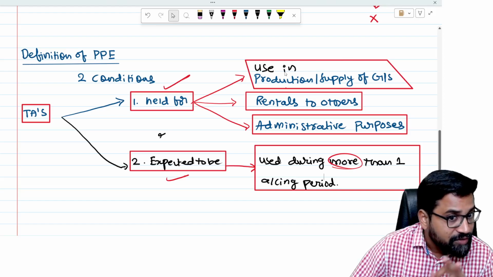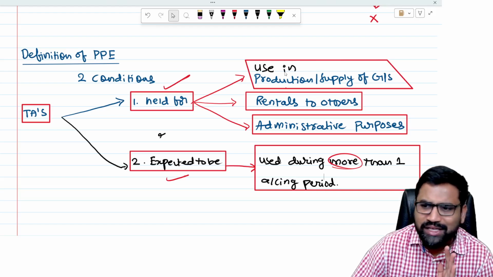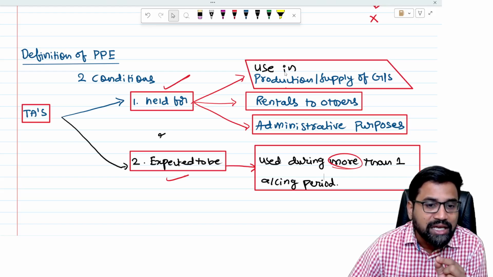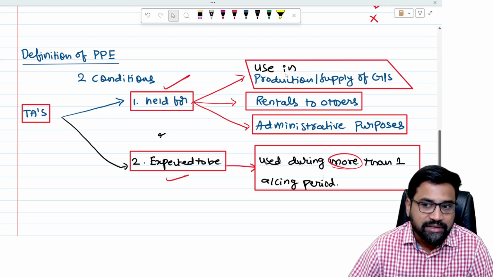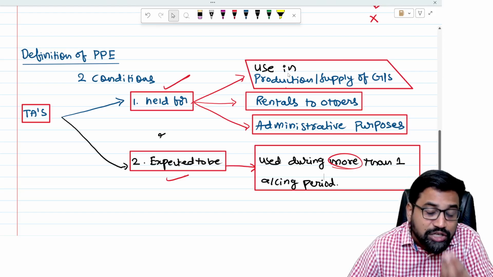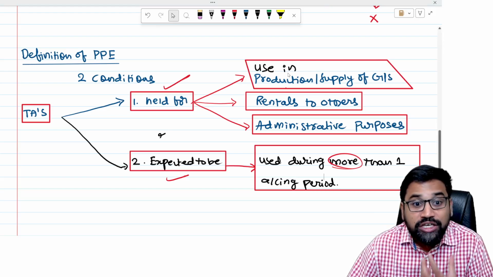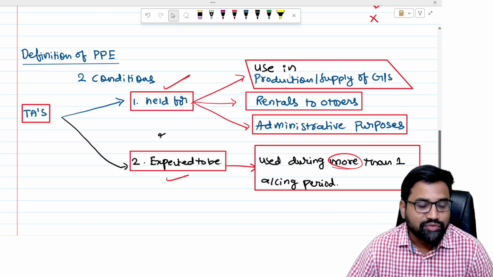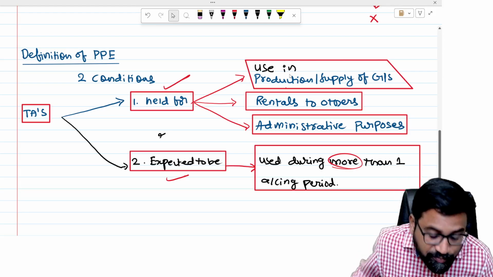The moment I use the word fixed asset, the general presumption is it is useful for a long period. That means more than 1 year. Otherwise, why would I use the word fixed asset? Fixed asset means it is there in the business, not permanently, but for a long period of time. It is a kind of non-current asset. Current asset is generally 1 year, 12 months or less than 12 months. So it is a kind of non-current asset, but of physical nature.